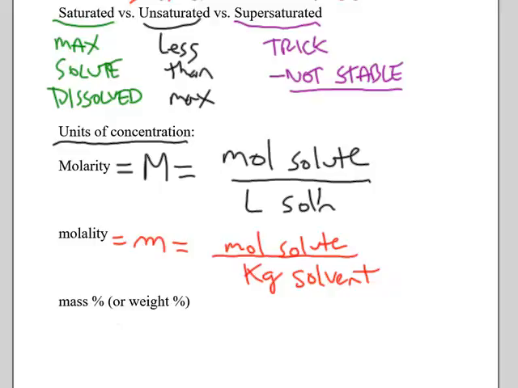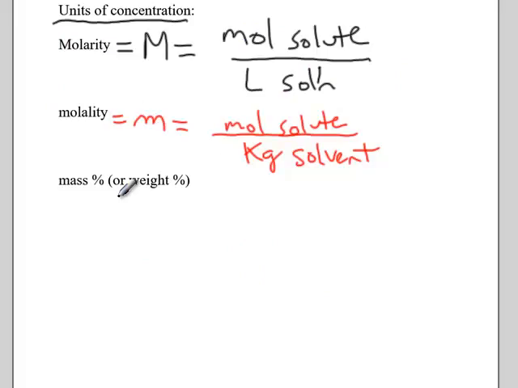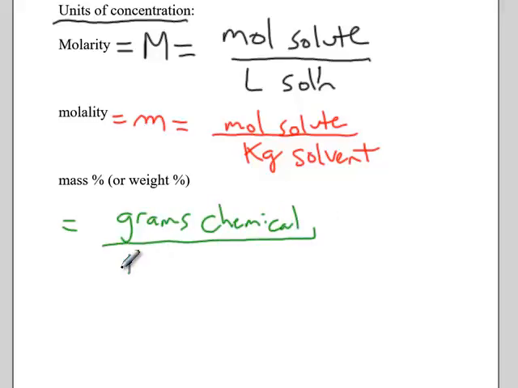And then the last one that we're going to look at is mass percent, also called weight percent. This would be grams of whatever chemical is in your solution divided by the total number of grams, and then turn it into a percent by multiplying by 100.